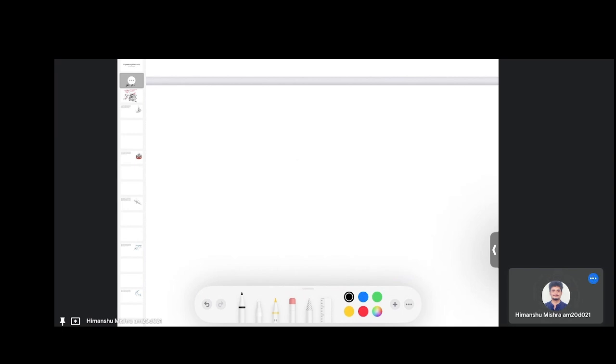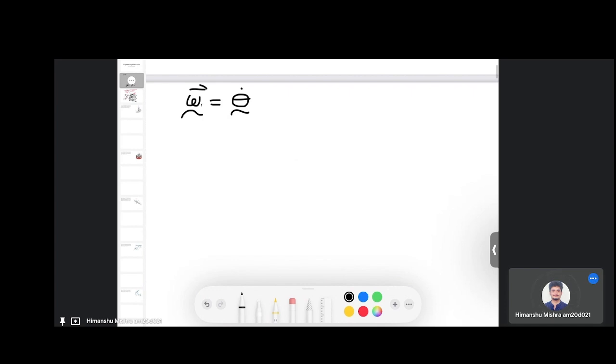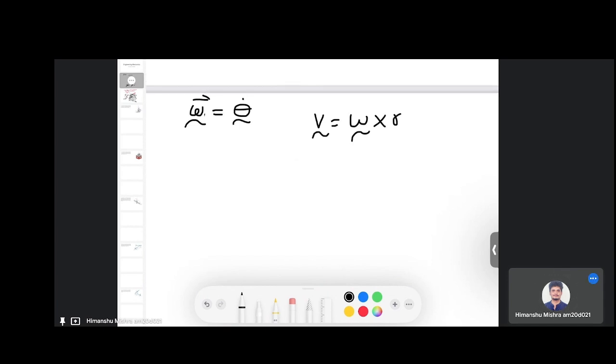So we know that the angular velocity can be given by theta dot. Both are vector quantities, right? And the velocity can be defined as omega cross r.